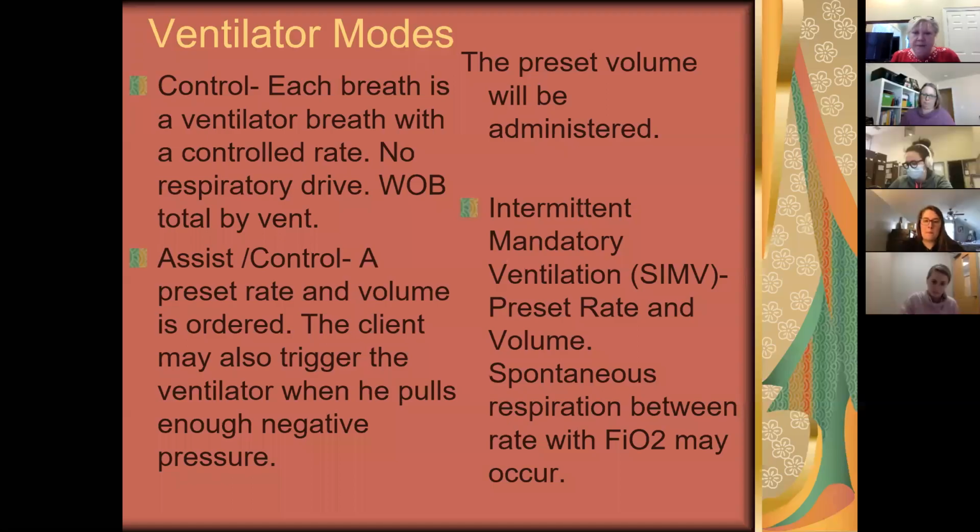Computer. There we go. Okay, so volume cycled ventilators are... did it click on? It didn't give me a little sign that says it clicked on. Yeah, it's on.